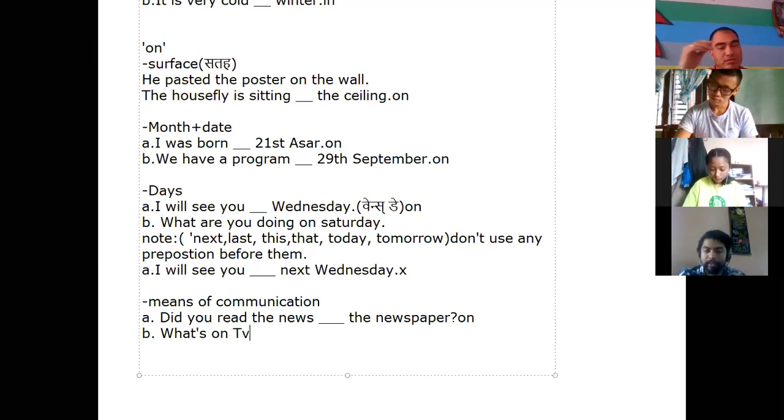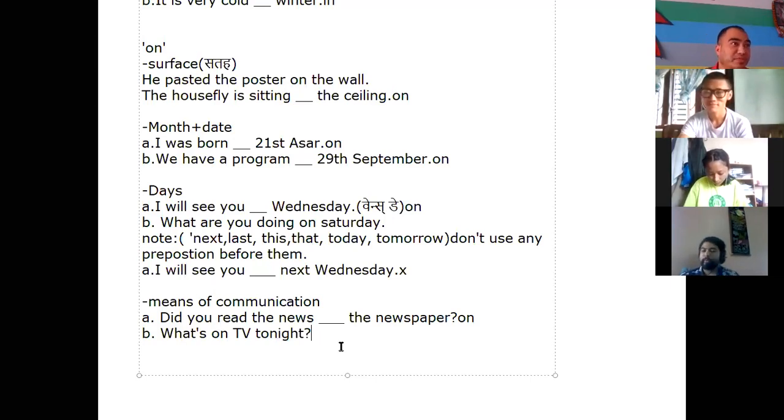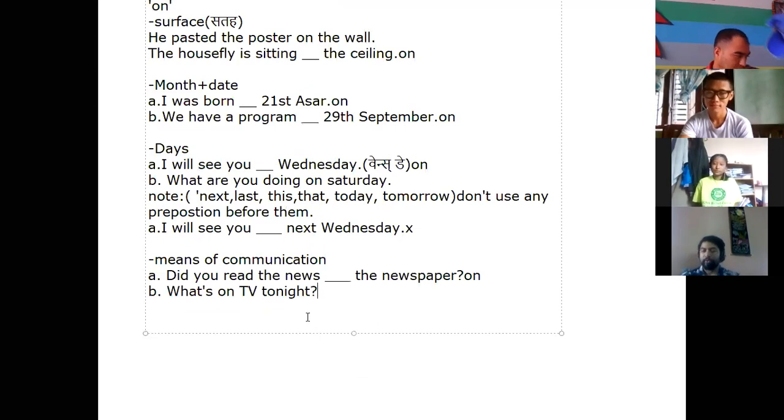What's on TV tonight? As in, what is on TV, right? On TV, on the radio, on Facebook, on Instagram, right? Social media is a means of communication. So with this, always use on. What's on? Did you hear the news on the radio? On the radio. With means of communication we always use on, right?